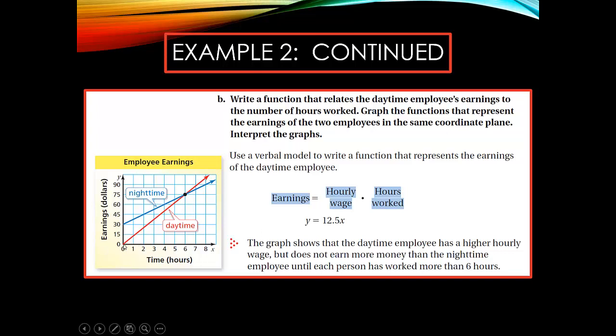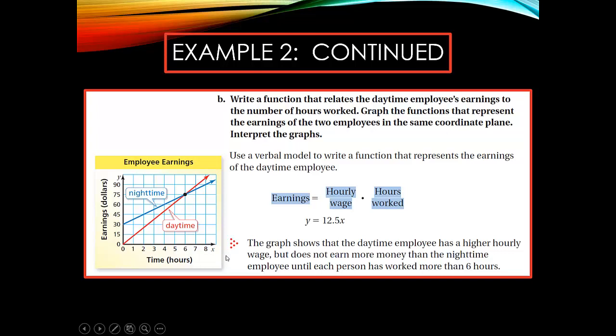That is represented by the red line. Then the blue line was our nighttime employee, and that equation was y equals 7 and 5/10 x plus 30. So you can see that we're starting here on the y at 30 because that's our y-intercept. So the blue line is our nighttime employee.